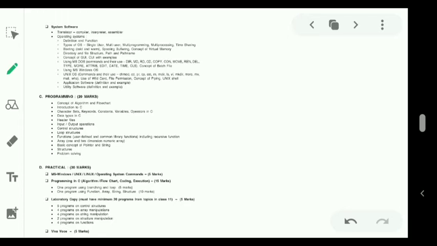Okay, now come to the practical part for computer science. MS Windows or Linux operating system commands carry only 5 marks. Next is programming in C language, which carries 15 marks. On the particular day when the exam is held, you have to write the code and submit the paper. The laboratory notebook carries 5 marks, and Viva is 5 marks. So this is how the total syllabus is divided.